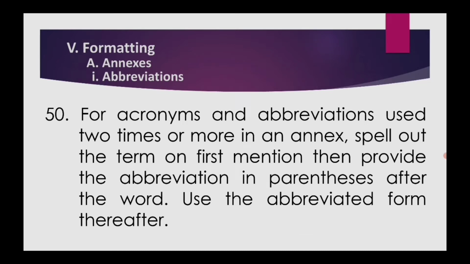Let's go now to formatting. The first part is annexes. Let's go to abbreviations. For acronyms and abbreviations used 2 times or more in an annex, spell out the term on first mention, then provide the abbreviation in parentheses after the word. Use the abbreviation form thereafter.